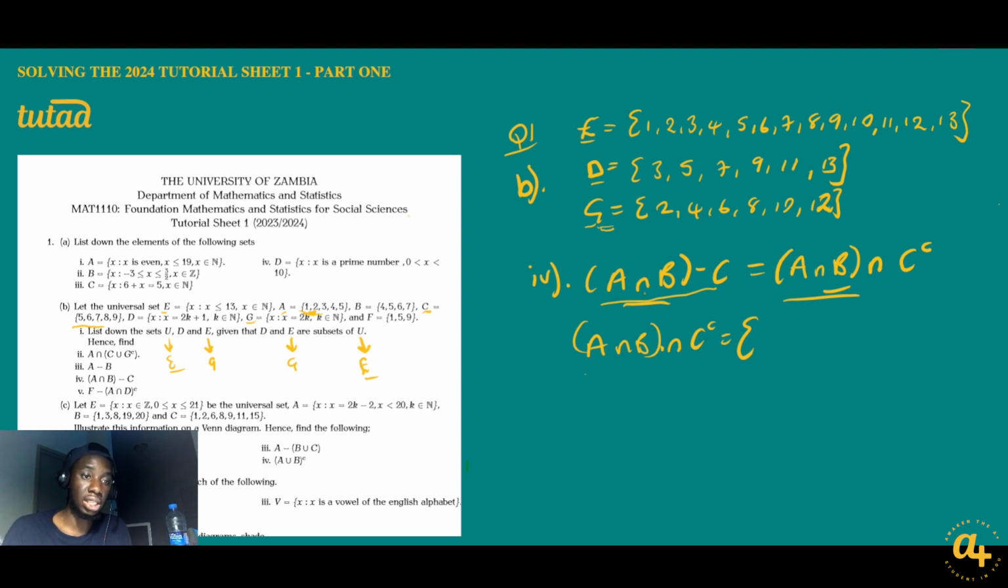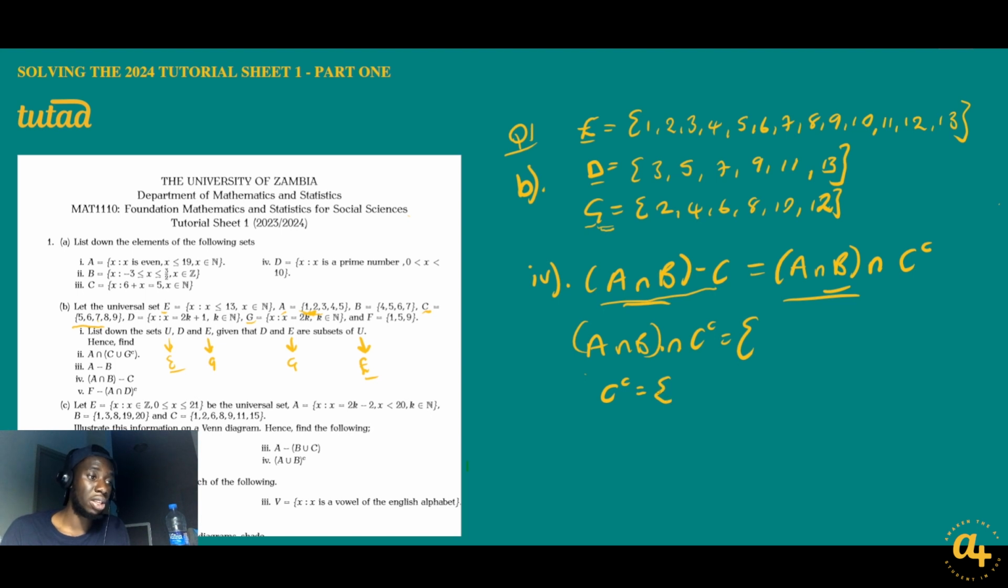So we're going to list down our elements right here. We know what our set A is individually, we know what our set B is, we know what our set C is, but what we do not know is what our A intersection B is, and what we also do not know is what our C complement is. So let's start with C complement.